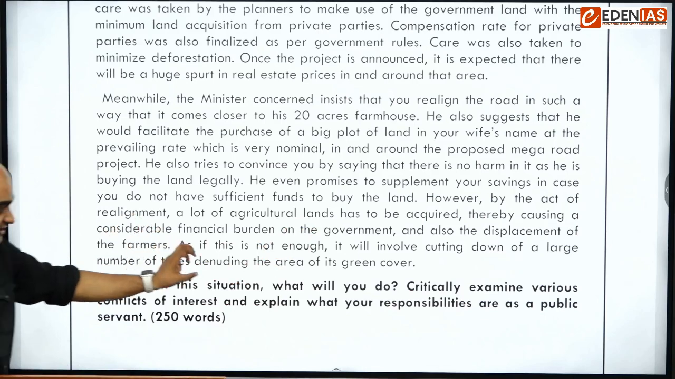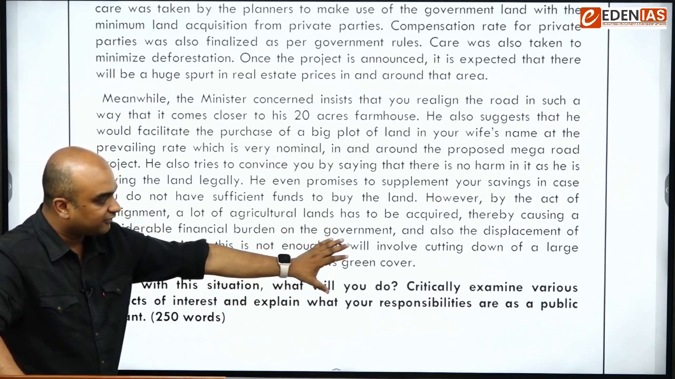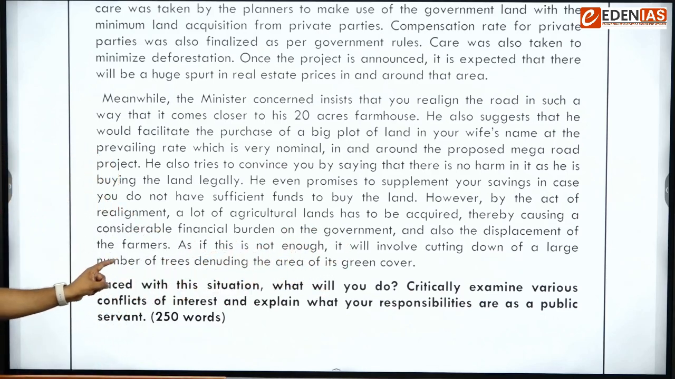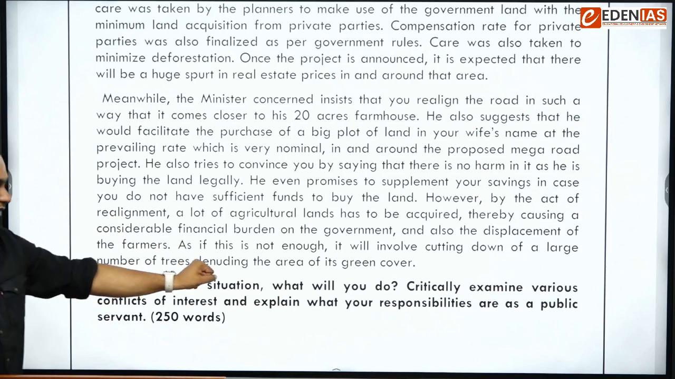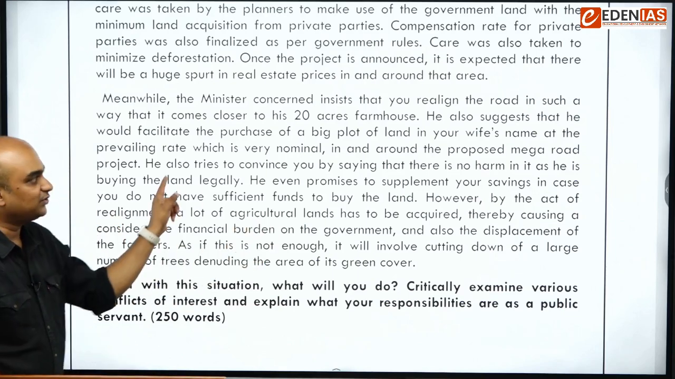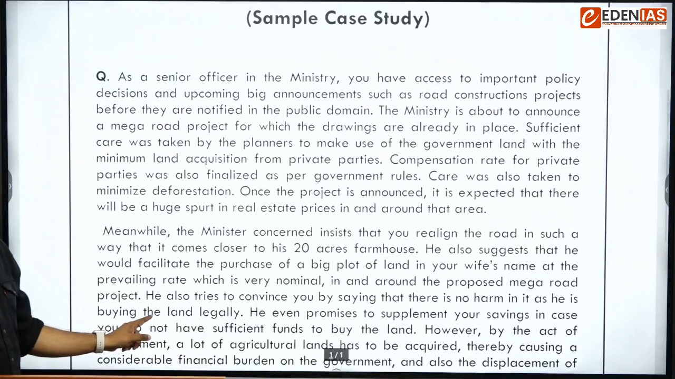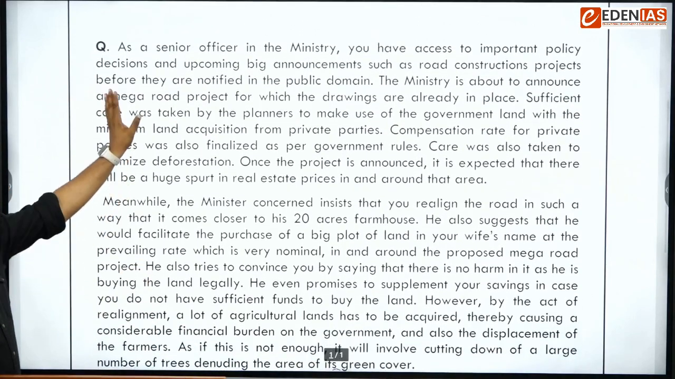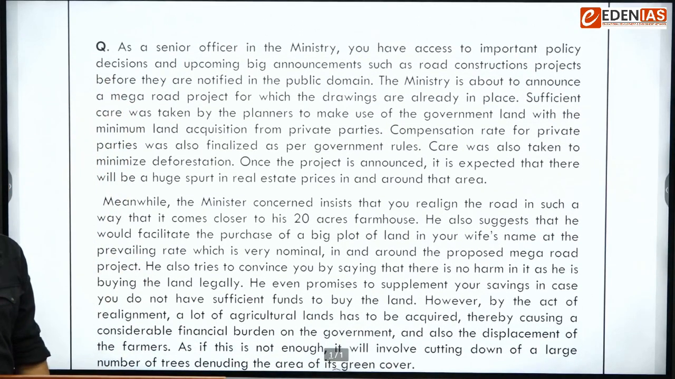As if this is not enough, it will involve cutting down of a large number of trees, denuding the area of its green cover. Do you understand that? So I'll just summarize the case for you. You are a senior officer in the ministry. Now look here very carefully.